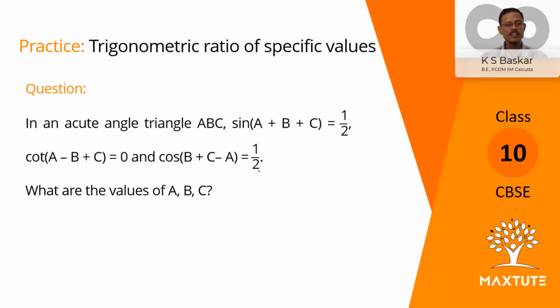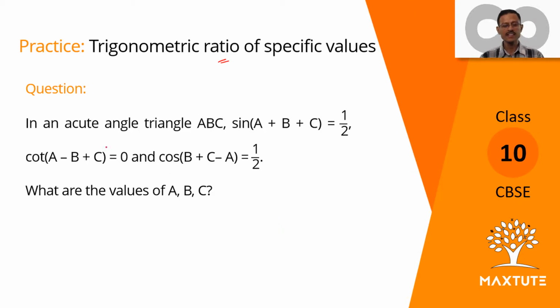This is a practice question in trigonometric ratios of specific values. It's a beautiful question, combines two concepts. One, trigonometric ratios of specific angles of sine, cot and cos. And second, it also involves the process of solving a set of three linear equations in three variables.